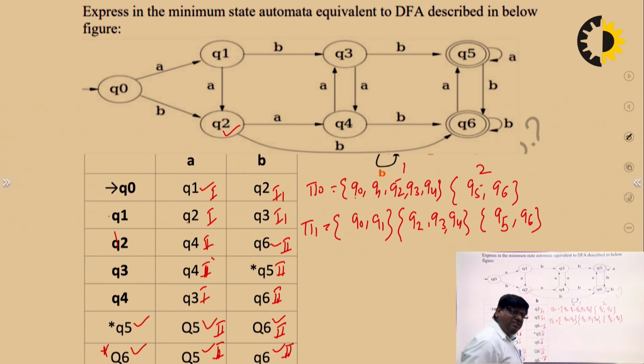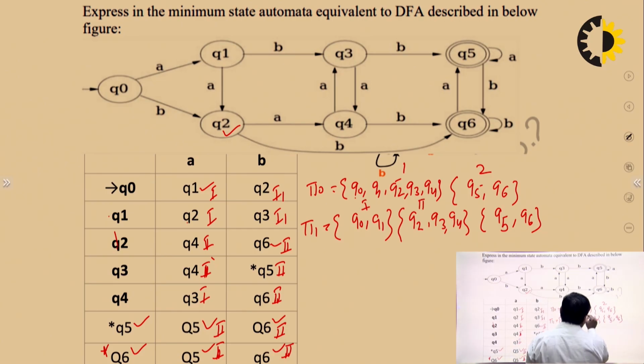This process is continued until the last two iterations are the same. If the last two iterations are the same, then we compute the result. Now again check. Now this is set 1, this is set 2, now this is set 3. Again checking.